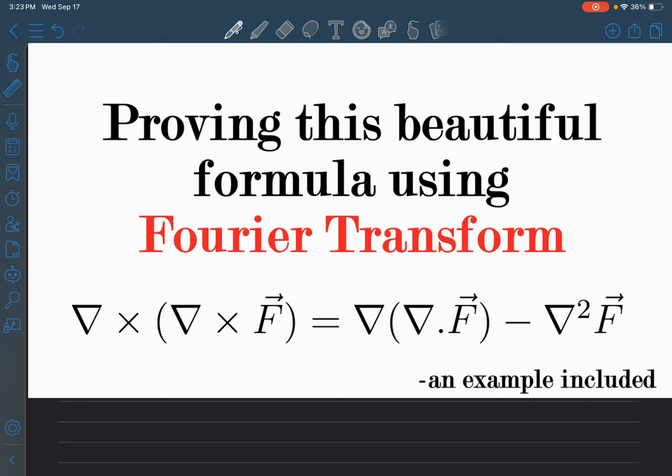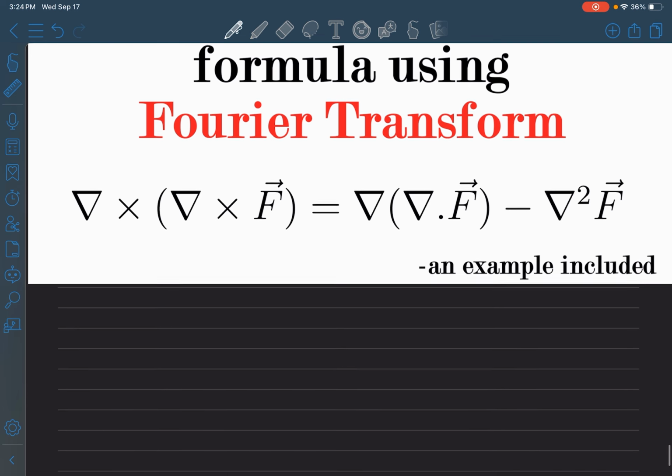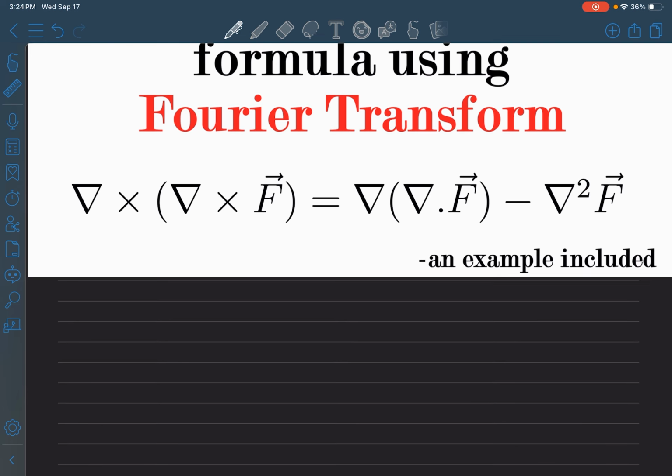Proving this beautiful formula using Fourier transform. So there is this beautiful result from vector calculus, which is also applied in electromagnetism and other fields. The formula states that nabla cross (nabla cross f) is equal to nabla of (nabla dot f) minus nabla squared f. Here, f is actually a vector.